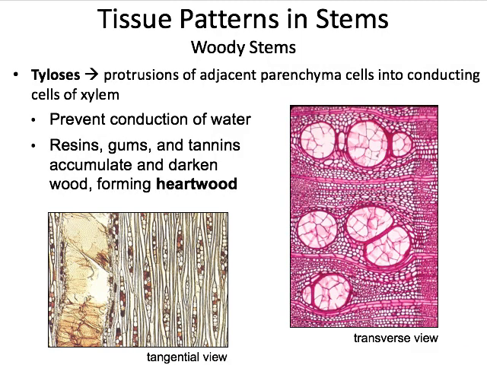Our next term is tyloses. So tyloses are protrusions of adjacent parenchyma cells into the conducting cells of the xylem. So after the xylem stops functioning, we often want to fill it in with special parenchyma cells that we refer to as tyloses. This prevents infection from things like bacteria or fungus. And over time, it eventually darkens as it fills in with resins, gums, and tannins, and then we refer to it as the heartwood.